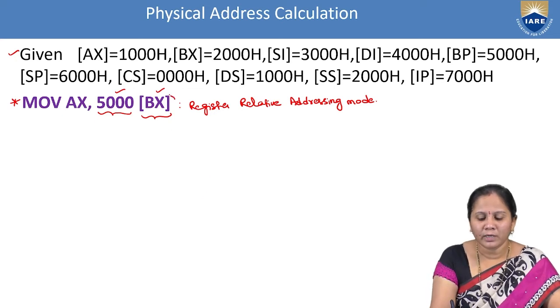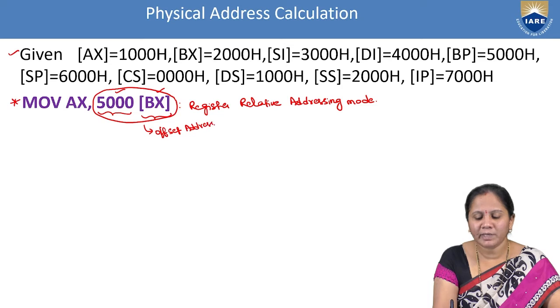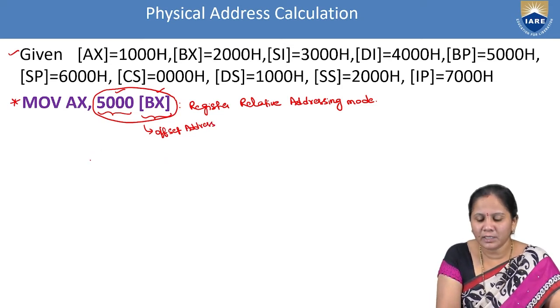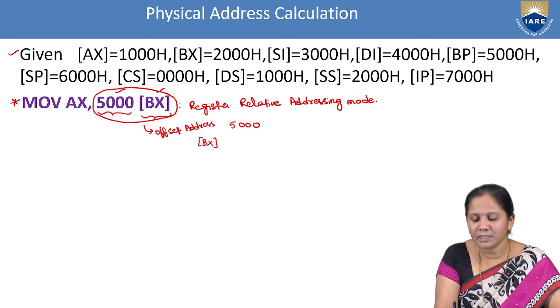Now, so here this entire thing will be giving the offset address. This entire thing will be giving the offset address. Now, if you see here, this offset address is 5000. Generally, here given it is displacement and here the value of BX. If you consider here BX, so the value of BX in the given data, it is 2000H. Okay. So, if you add these two, 0, 0, 0, 7. Okay. So, this entire thing gives the offset address.